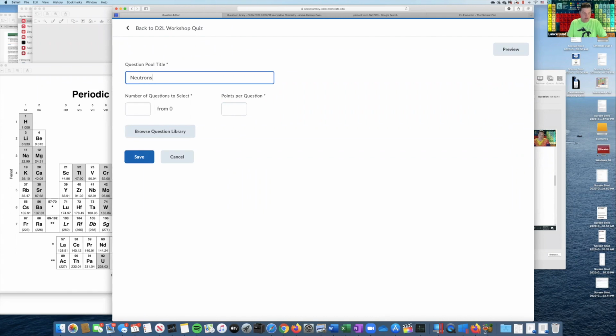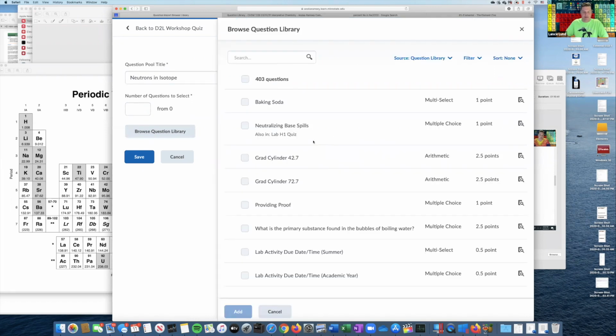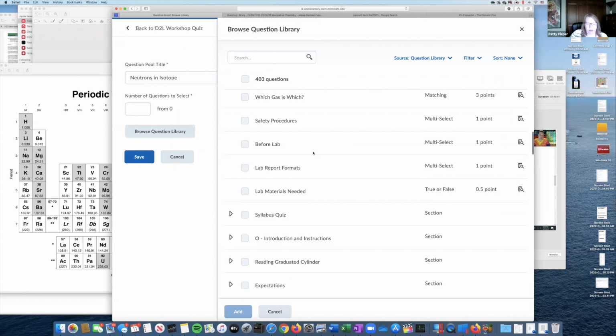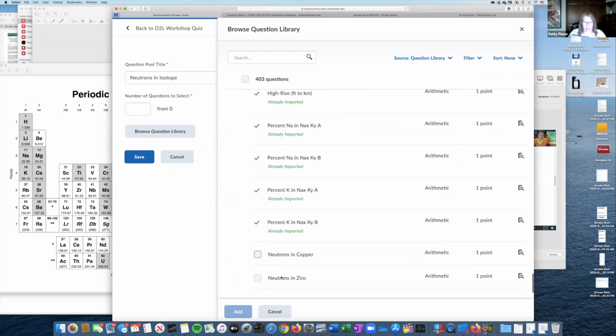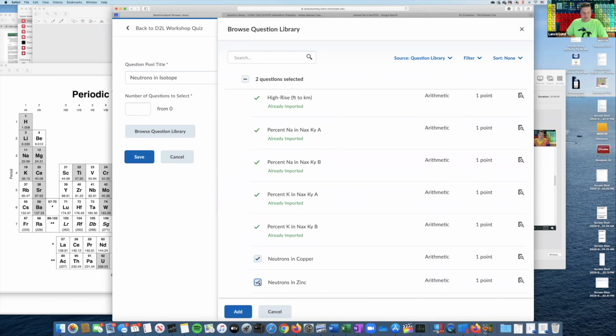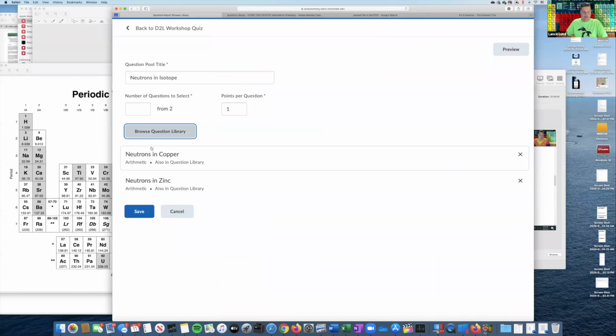Neutrons in isotope, we'll call it. Mm-hmm. And then we're going to browse our question library. Scroll all the way down to the bottom. Select these 2. We're going to add them in. These are the 2. 1 out of 2. Make them 4 points each.